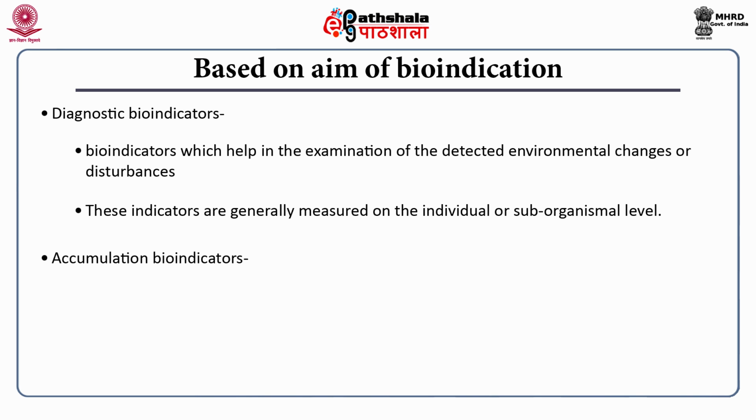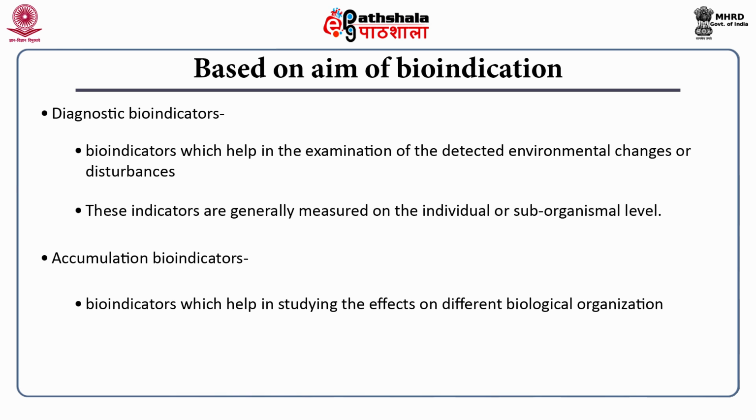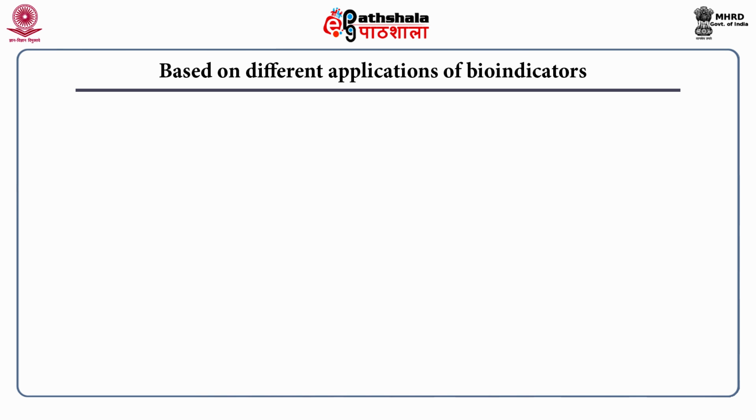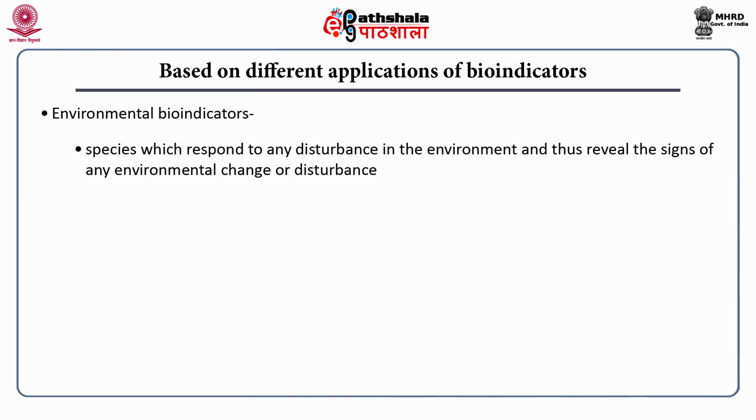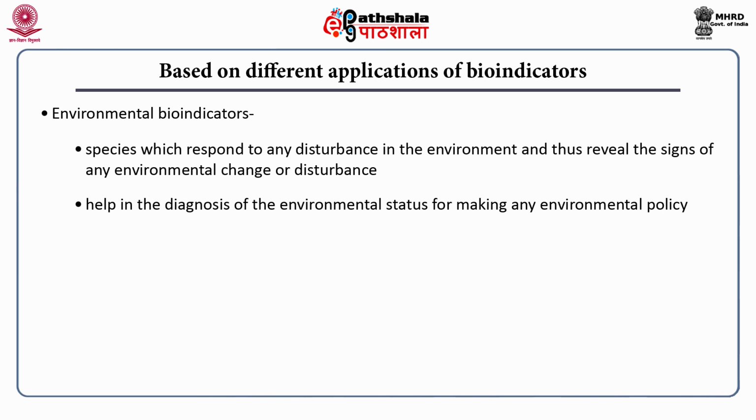Accumulation bioindicators. These bioindicators are helpful in studying the effects on different biological organizations, for example, mosses, lichens, etc. Based on different applications of bioindicators, environmental bioindicators. These are the species which respond to any disturbance in the environment and thus reveal the signs of any environmental change or disturbance. They help in the diagnosis of the environmental status for making any environmental policy. Examples of these types of bioindicators are animals, macroinvertebrates, sentinels, etc.